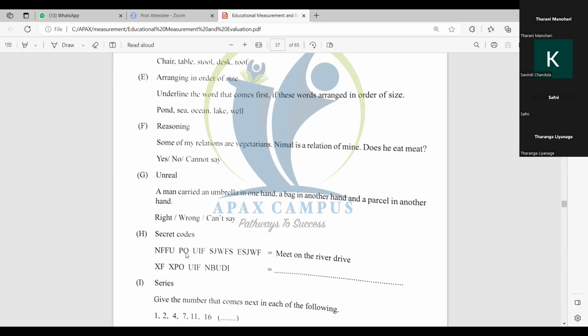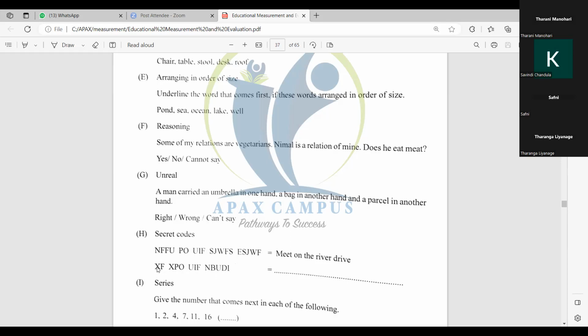Then look at this one, P-O. The letter before P is O in the alphabetical order. The letter before O is N, right? It reads like M-N-O-P, right? So before O we have N. The word we have here is ON, right? So like that, can you find the message here?